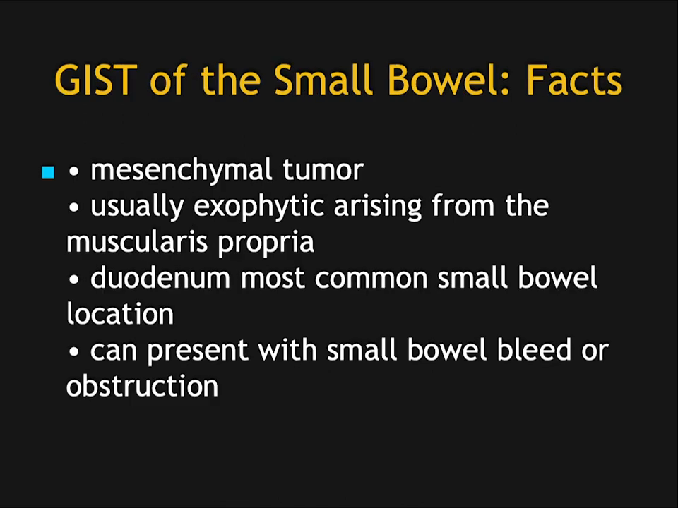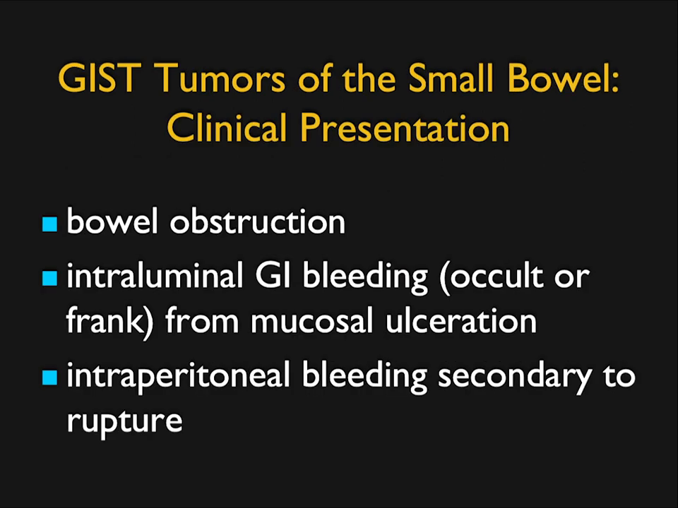So let's look at a few more features. Again, this idea about muscularis propria would explain the exophytic nature of the tumor. And as I mentioned, presentation anywhere from bowel obstruction, particularly with larger tumors, intraluminal hemorrhage, intraperitoneal bleeding secondary to rupture. Now, one of the things, of course, is bowel obstruction is not as frequent as you would think, because with the large tumors, with a big exophytic component, they're more displacing rather than invading.